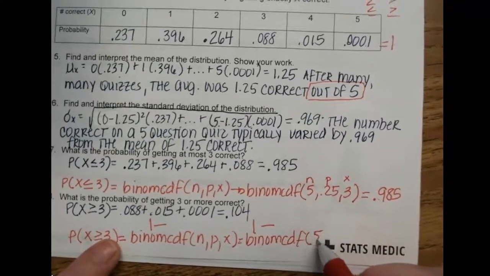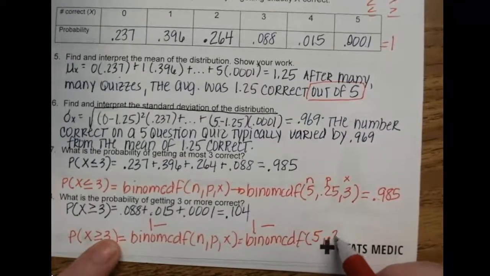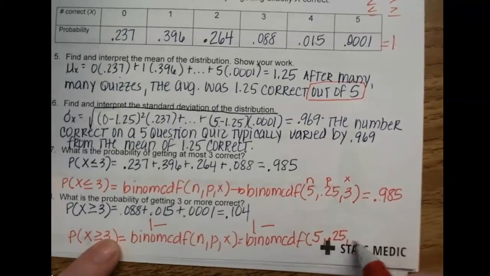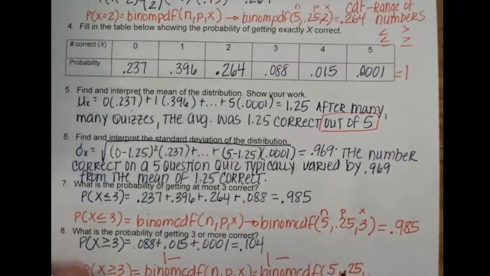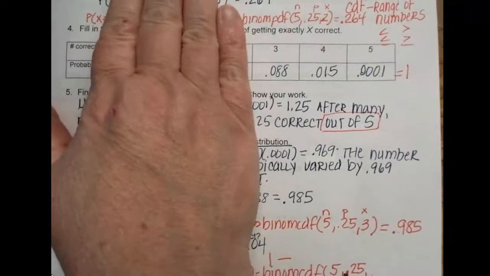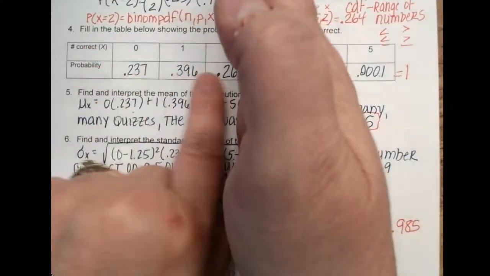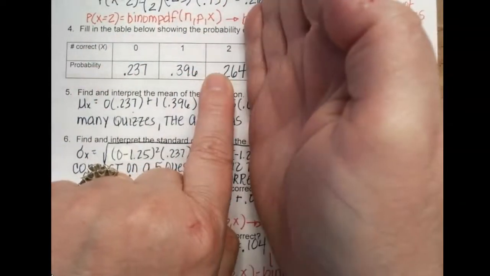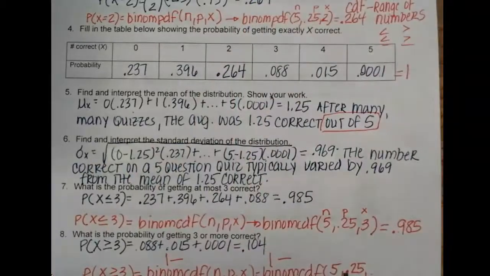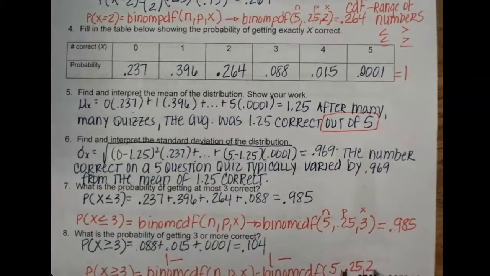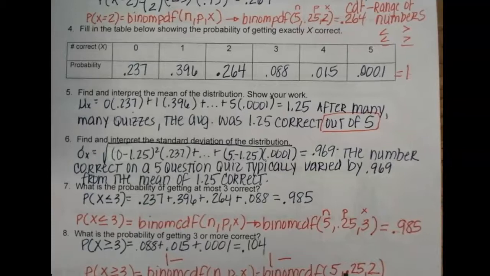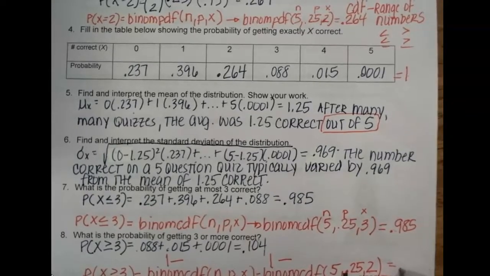Okay, now let's keep thinking. We had 5 questions. Their probability is 0.25. Now I need to know, what am I adding up through? Because I really want to know about 3, 4, and 5. What are they together? So that means I need to add 0, 1, and 2. So I'm going to accumulate through the number 2. And when I do that, I should get the same number of 0.104.